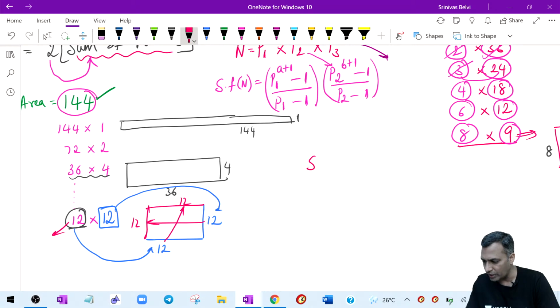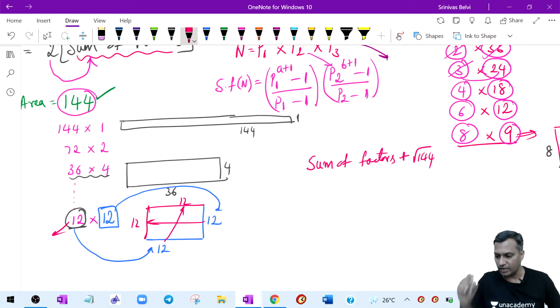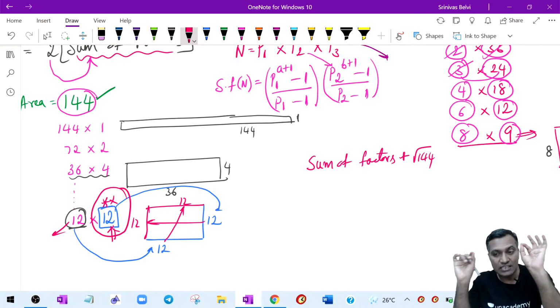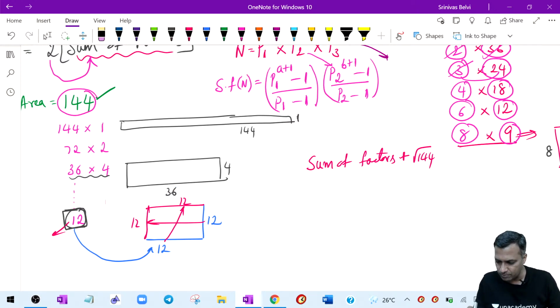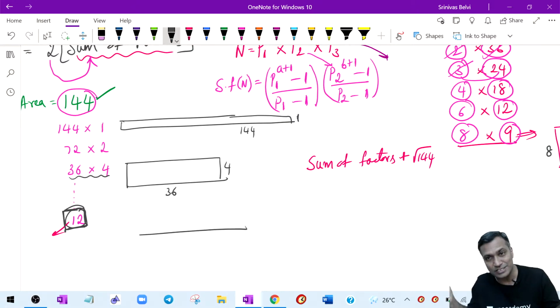So what you have to do is, the sum of the perimeters is the sum of factors plus root 144. What is this root 144? Root 144 is this 12 which didn't exist. It was a straight line, because when you wrote 144, it has an odd number of factors. Towards the end, only this particular 12 was left. It was a straight line.